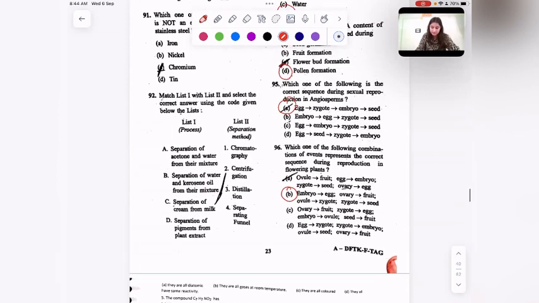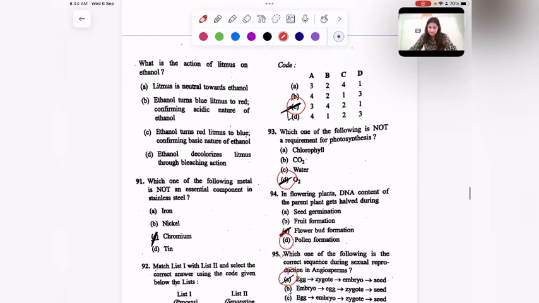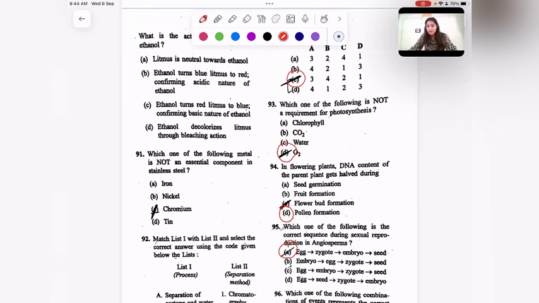The correct answer for this question is option C. Next, which one of the following is not a requirement for photosynthesis? Chlorophyll is required. It is a green pigment. CO2 is required. CO2 is the carbon source. Water is required. Oxygen is not required by plants for photosynthesis.